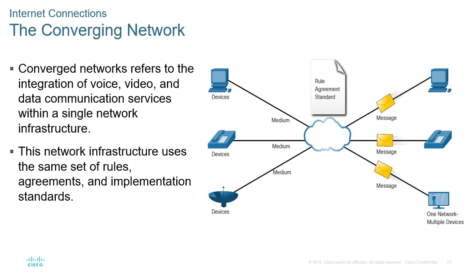With converged networks, we now have a situation where a network is capable of delivering data, voice, and video at the same time with the same network infrastructure. So instead of having different infrastructure for different types of traffic, with converged networks we have eliminated that problem. This also comes with a number of advantages: cost saving, obviously, because we use only one set of infrastructure, enhanced quality of service, and improved scalability and flexibility.